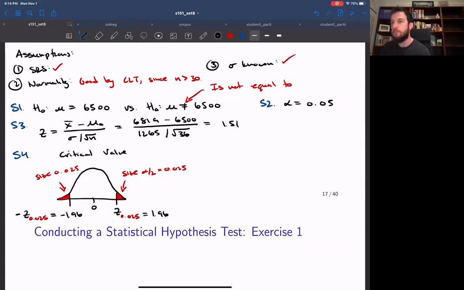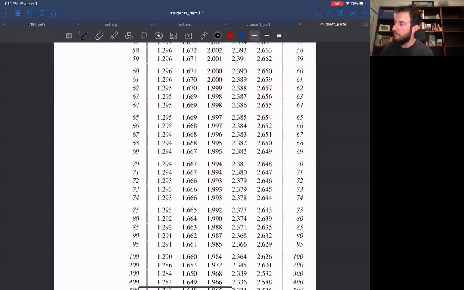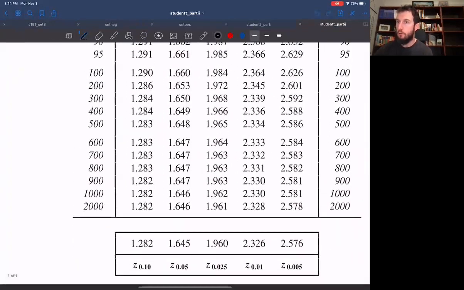Right. Now, I mentioned before that there's a trick. If you go to this student t table and you go to page 2 and scroll to the bottom, this actually gives you z-scores for specific significance levels. So you'll see here, we have z subscript 0.025, which is 1.96. So this would be another way that we could get that value quite quickly.